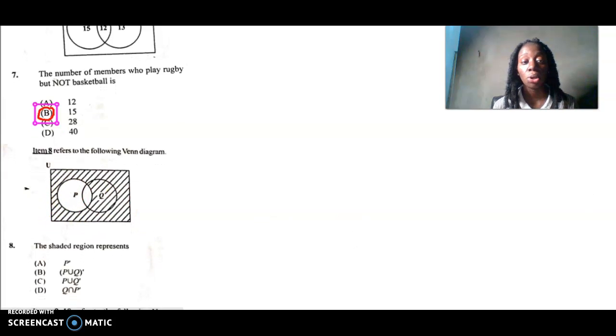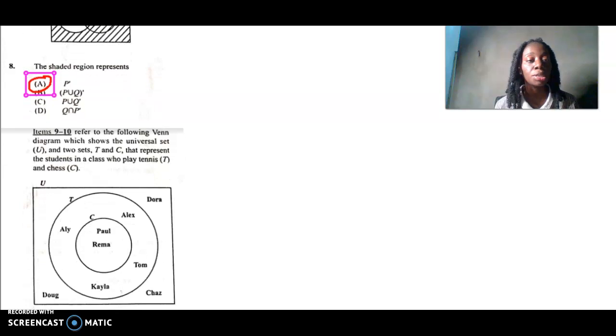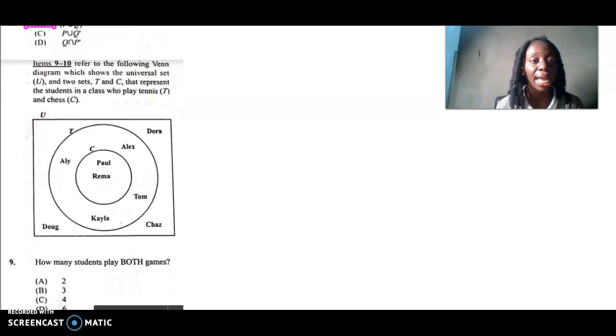Looking at our options, we have P complement, which consists of the elements that are not a part of P. Since P is unshaded, it simply means that A is our answer, which reflects all the members that are not a part of P. Moving on to items 9 to 10.